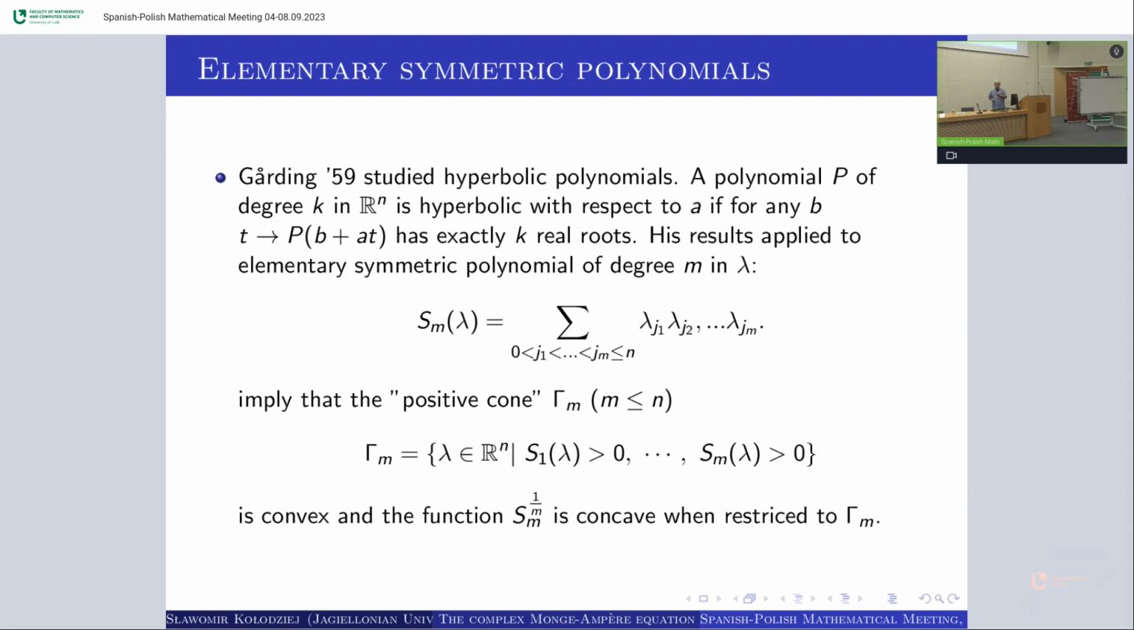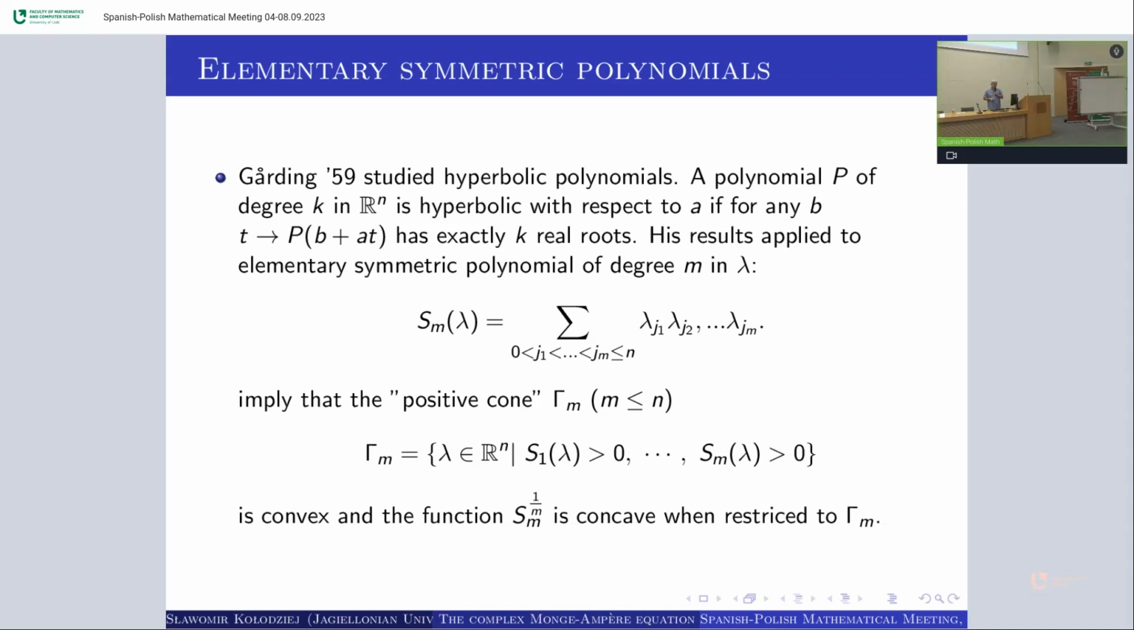So we start with something elementary, which are elementary symmetric polynomials. So we have a formula for S_m of lambda, where lambda is a vector from n-dimensional space. And elementary symmetric polynomials are one of the examples of so-called hyperbolic polynomials, studied first by Gårding in the late 50s. You have a definition here.